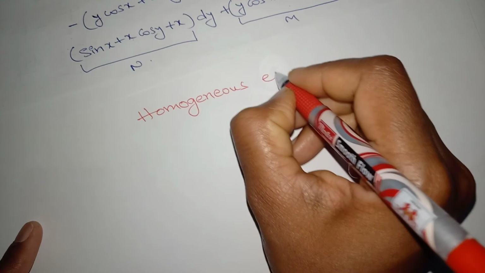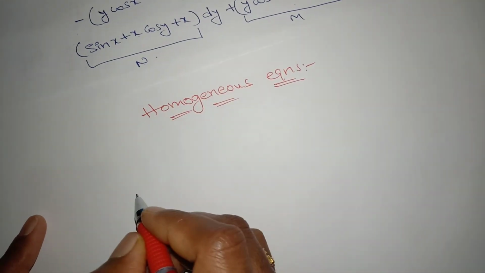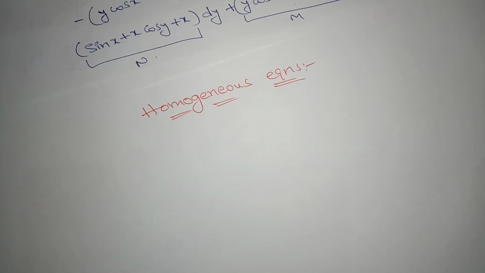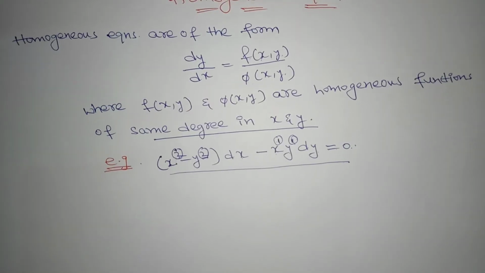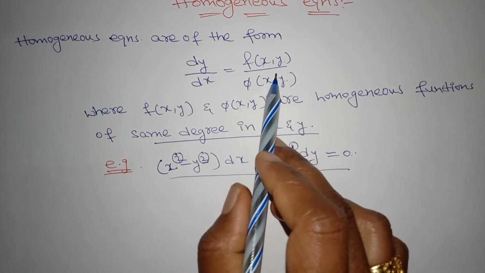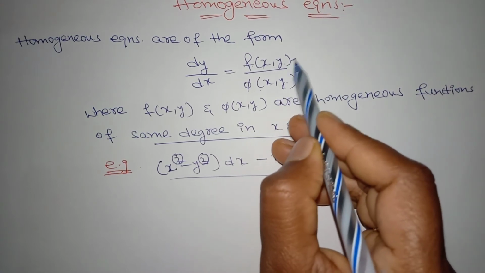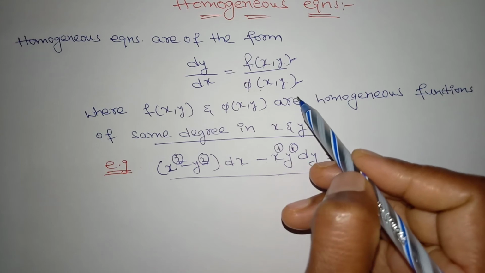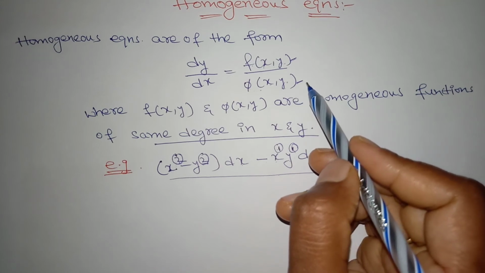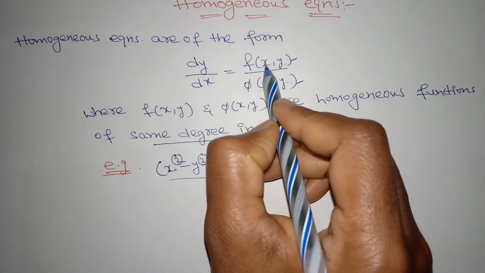Homogeneous equations. This is the fourth method, and this is the last method to solve first order first degree linear differential equations. Homogeneous equations are of the form dy by dx equals f of x comma y by phi of x comma y, where f of x comma y and phi of x comma y are homogeneous functions, and these are of the same degree in x and y.